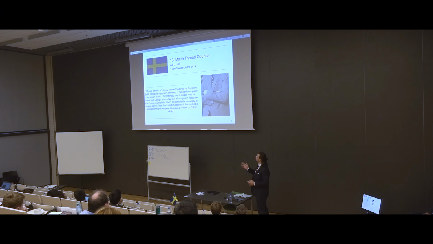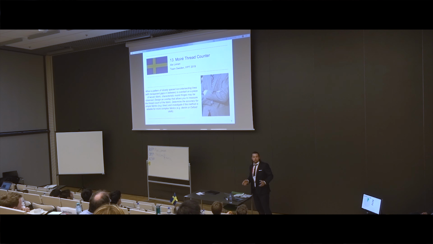We're supposed to design an overlay that allows us to measure the thread count of the fabrics, determine the accuracy of simple fabrics, for example linen, and then investigate if the method is reliable for more complex fabrics. To start, I would like to point your attention towards this picture. As seen on this man's suit, we have these characteristic Moire fringes, and this is the way that they usually look in the context of everyday scenarios.